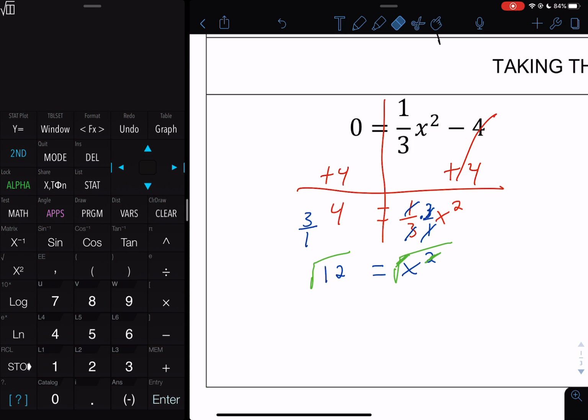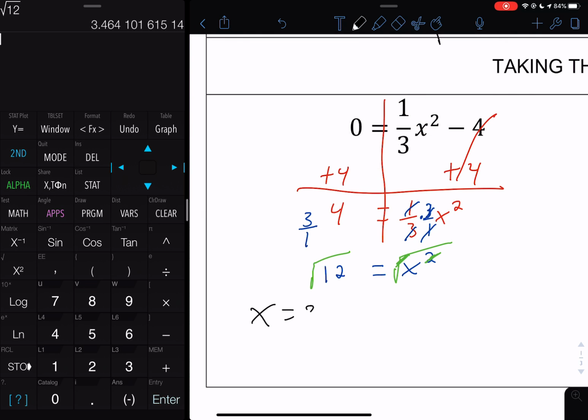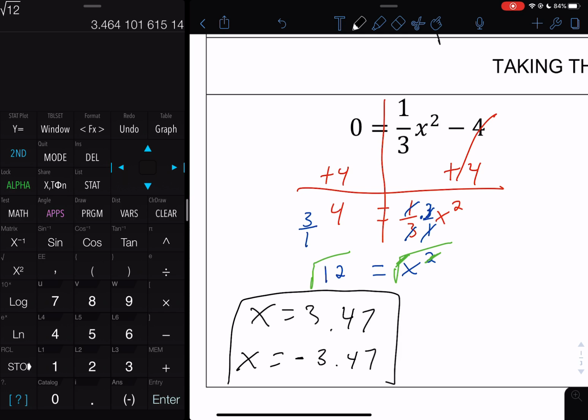Second square root of 12. And the answer is x equals 3.47. Remember that the square root has the positive and negative versions. So really, you also have that x equals negative 3.47. And here you have both your roots.